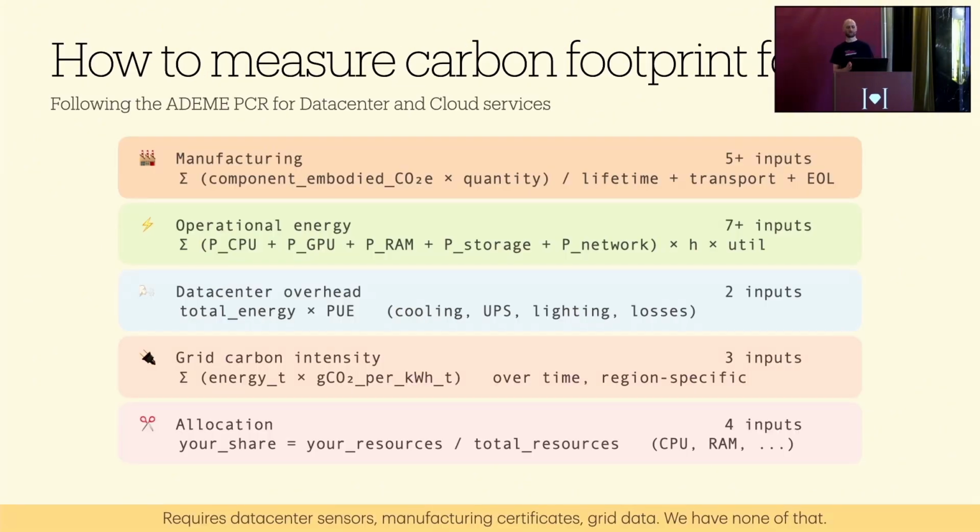So here's what rigorous looks like. The European standard for cloud carbon computing is a public, well-defined standard. Real cloud providers have to implement it. There are 5 formulas with multiple terms. I'll spare you the math. 21 data points minimum from manufacturers, data center sensors, grid operators, and many others. We have access to none of them, so we won't try.